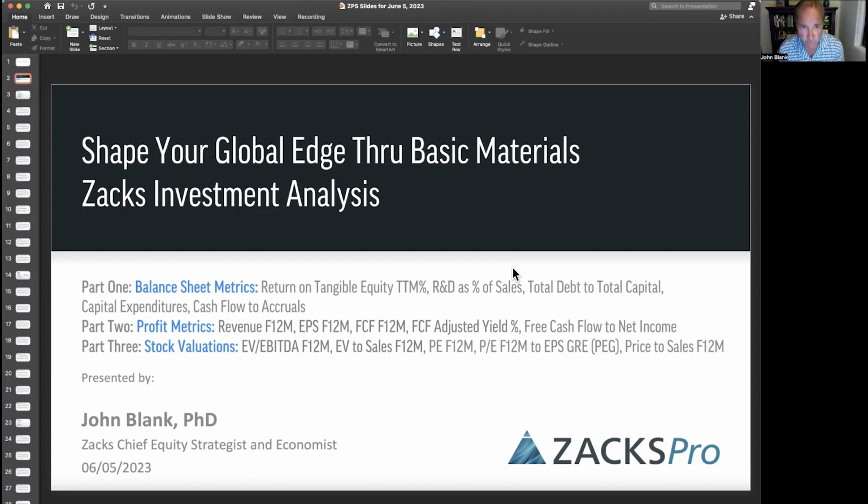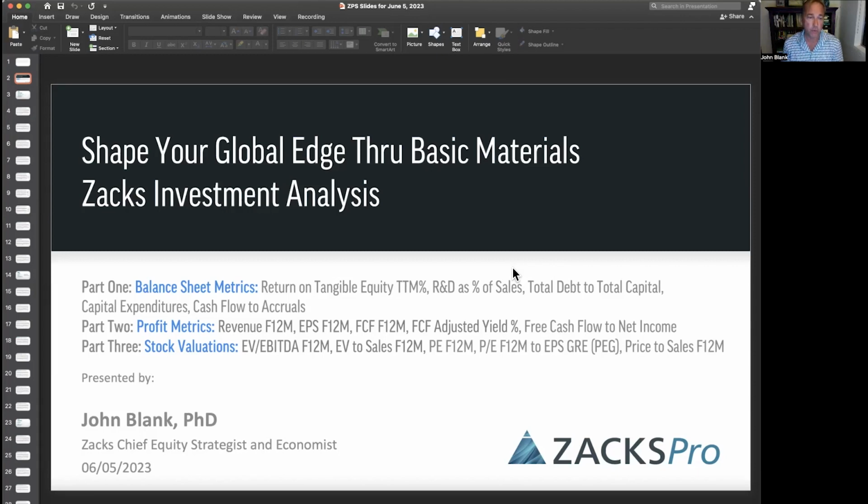First is just to lay the foundation for us understanding what basic materials are as industries, how they interact, how their metrics look. So part one will be balance sheet metrics. First, of course, will be return on tangible equity because we are looking at it as investors. R&D as a percent of sales. Of course, if people are investing in their business through R&D, they have opportunities there. And we'll get through total debt to capital expenditures, and a few others. Of course, then we'll turn to profit metrics like we always have: revenue, forward 12-month earnings, free cash flow, free cash flow adjusted yield, and free cash flow to net income.